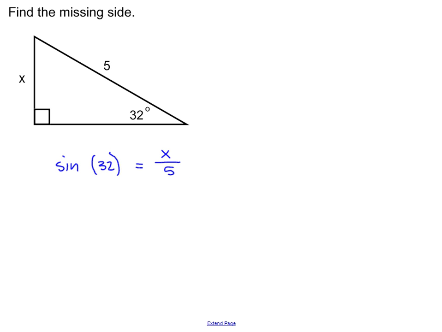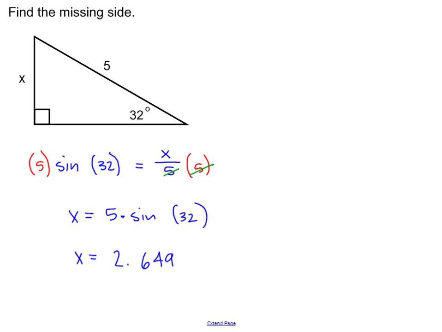To get rid of this 5, we're going to multiply both sides by 5. The reason why we do that is because these 5's cancel out. So now I have x equals 5 times the sine of 32. So we can do that in our calculator. And we get that x is 2.649596, and it keeps going a little bit further.